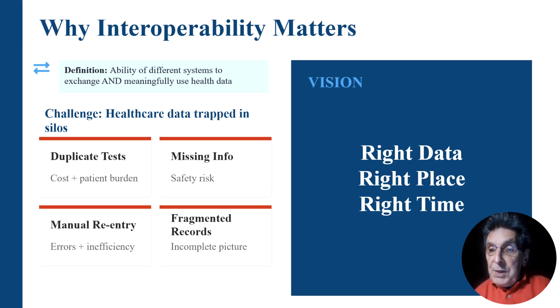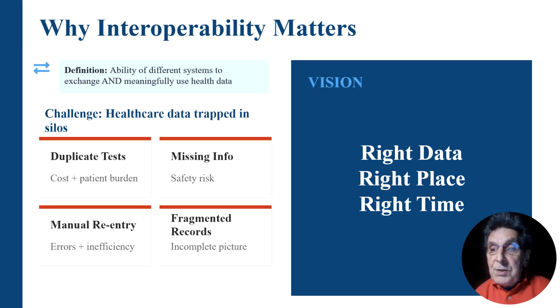Think about what happens when interoperability fails. Here are the real-world consequences. Duplicate tests. A patient goes to a specialist. Because the specialist can't access results from the primary care provider, they order the same blood work again. The patient gets stuck with another needle, another bill, another delay. Multiply this across millions of patients, and you're talking about billions of dollars wasted.